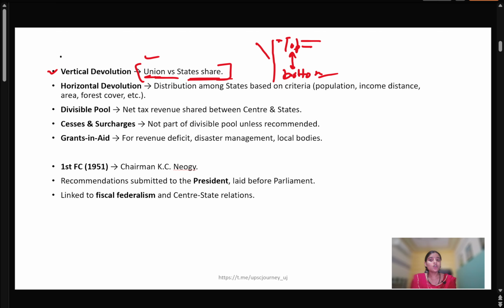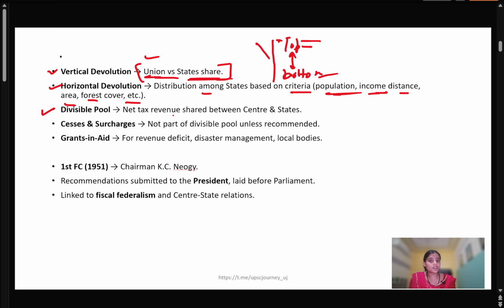And if we talk about horizontal devolution, it means the distribution among states. Like if we talk about Haryana, UP, and other states, there are criteria for this distribution of shares. Population can be one criterion, income can be one criterion, distance, area, forest cover, etc. For vertical there will be center and state, and for horizontal, among states, and these are the criteria for all these states.